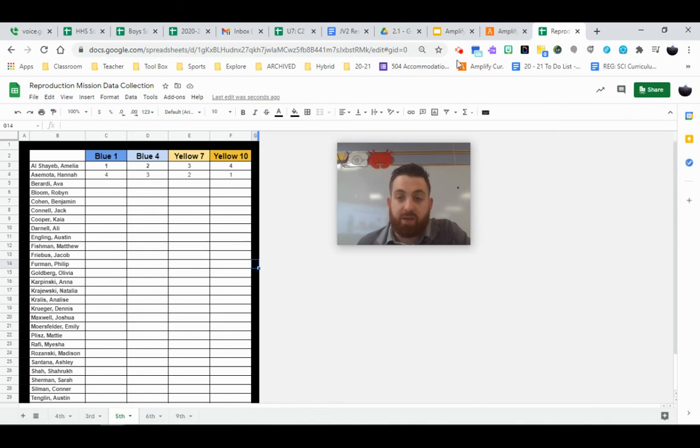So that's how we use our data from the Amplified page to record in our group sheet using our class period tab at the very bottom, and obviously inserting our data with our specific name.